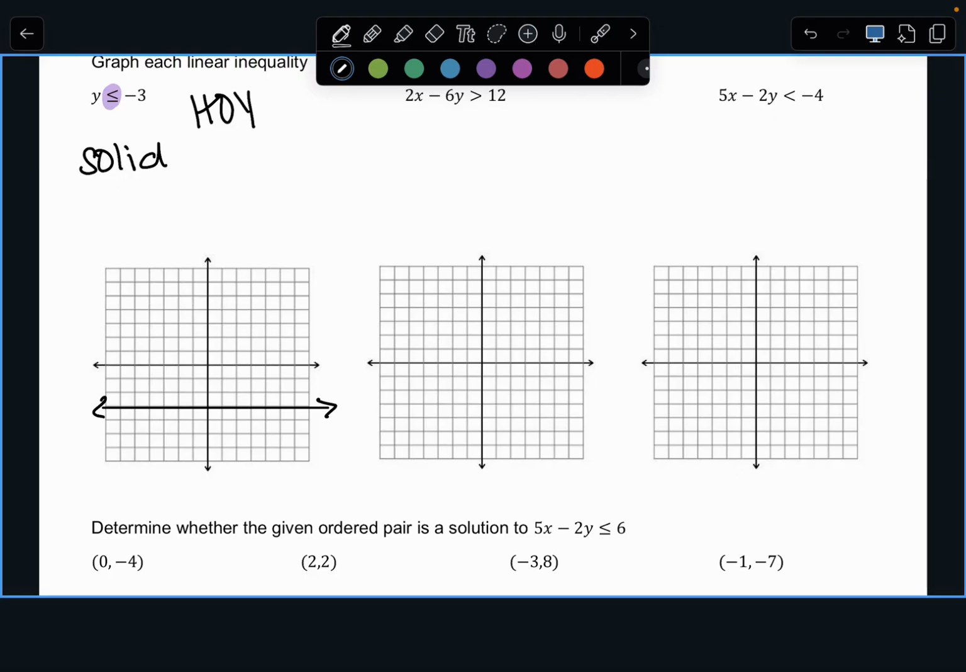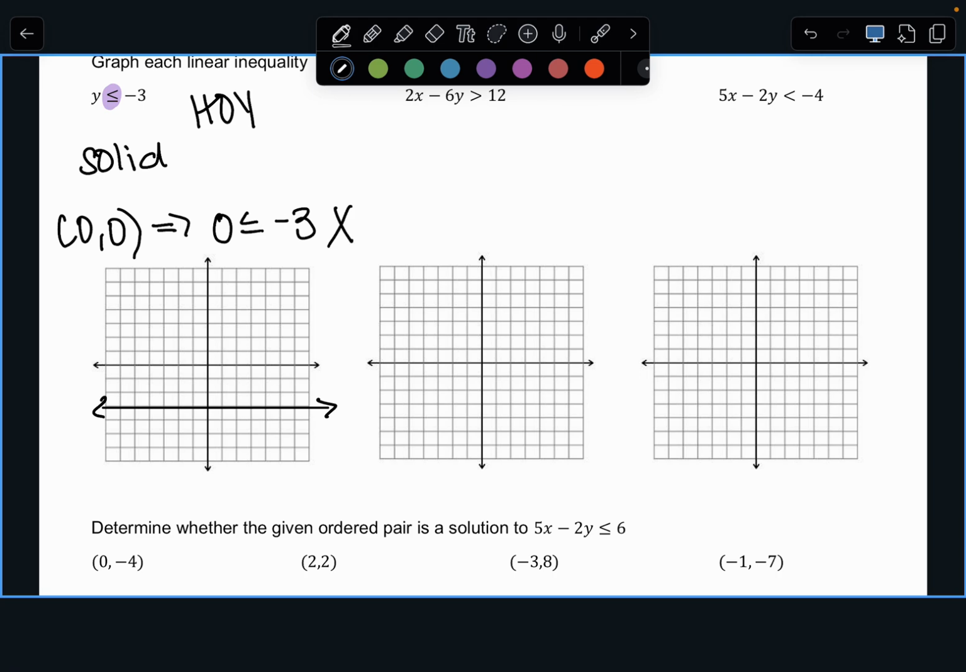Then I pick a point, usually the origin if I can. I can in this case because it's not on my line. So I pick the origin and I plug it in and see if it works. This one's kind of weird, but what's the y value of this point? 0. So I'm going to plug in 0 for y. X doesn't go anywhere because I don't have an x. But is 0 less than or equal to -3? Yes or no? No. Does not work.